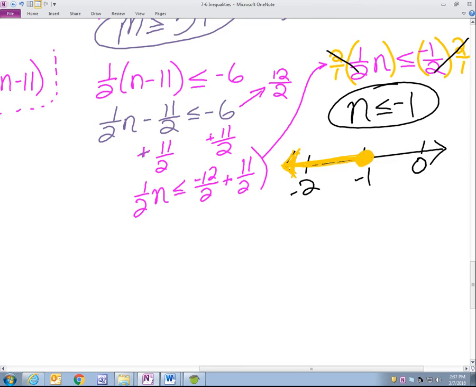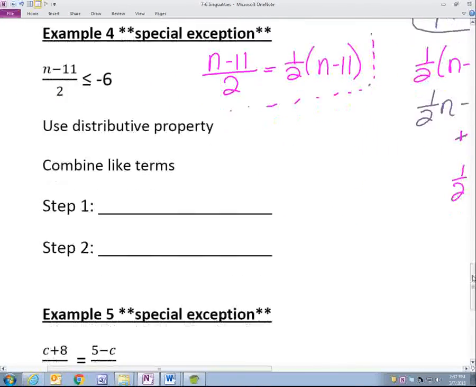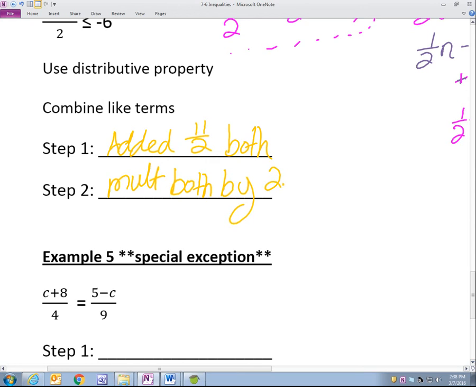So the steps for what we did with this one was we combined like terms. Then from there, after using the distributive property, we add 11/2 to both. Then we divided, or multiplied by 2. And when I say both, I mean both sides.